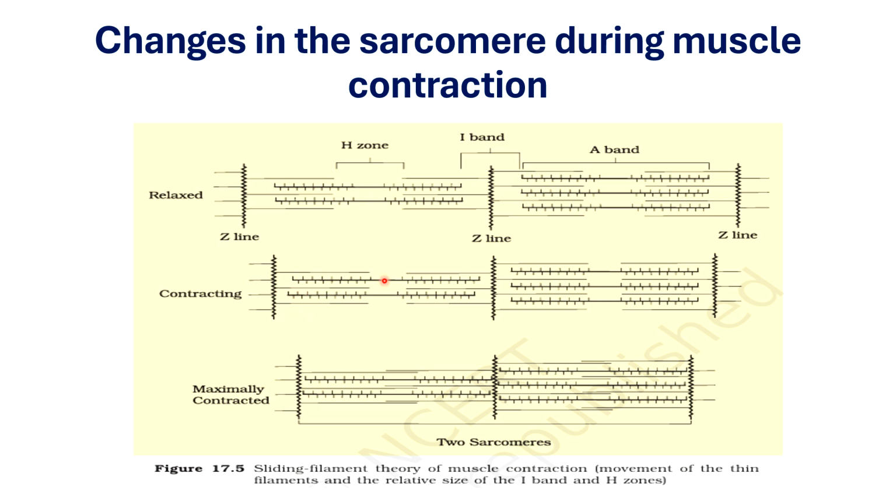You can see the Z line is shifting inwards. And what is happening to the H zone? The H zone is also decreasing in size. Now during the maximally contracted stage, what is happening? The H zone is diminishing. But is there shortening of actin filaments? No. Both the actin filaments and the myosin filaments are not getting shortened. So what is getting shortened? As you can compare, the I band is getting shortened, the H zone is getting shortened. Is that clear?